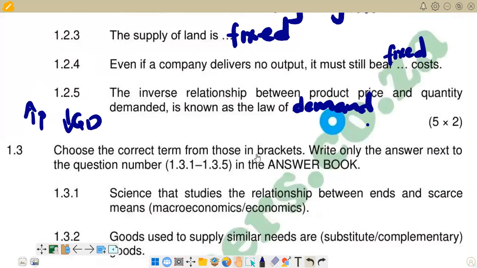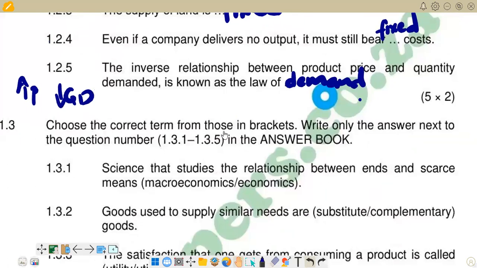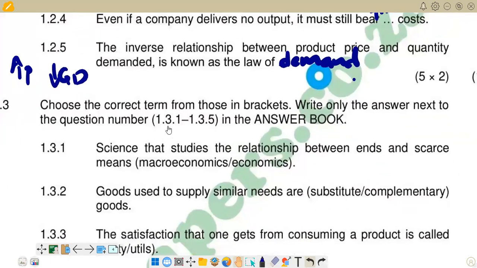Right. If you look at 1.3, it says choose the correct term from those in brackets, and write only the answer next to question number 1.3.1 to 1.3.5 in the answer book. The first part is saying the science that studies the relationship between ends and scarce means is what? Right. We've got macroeconomics and economics. And we know that macroeconomics is a component of economics, because economics has two branches. It has microeconomics and macroeconomics.